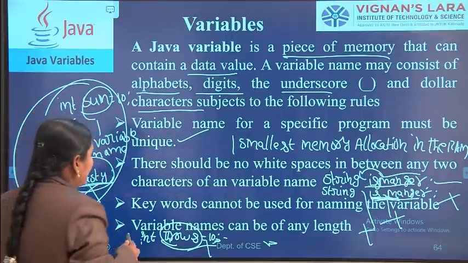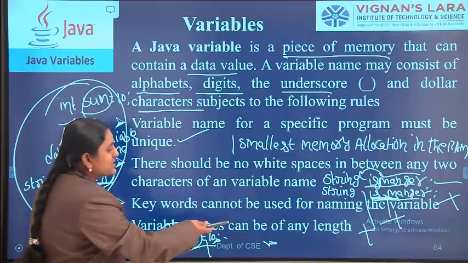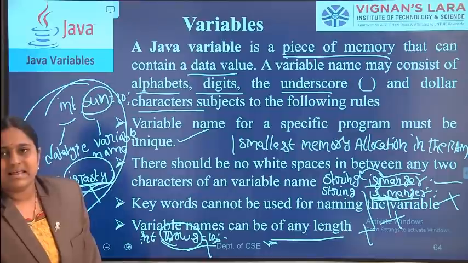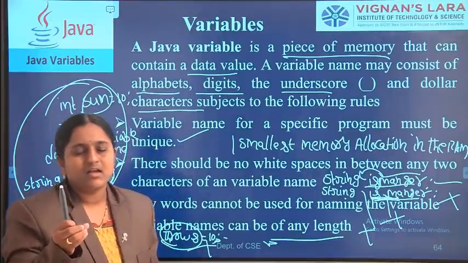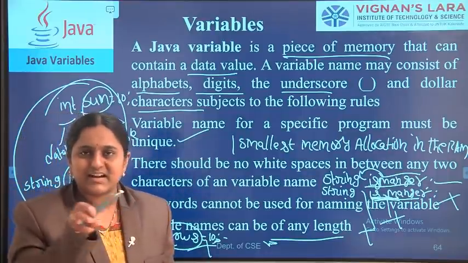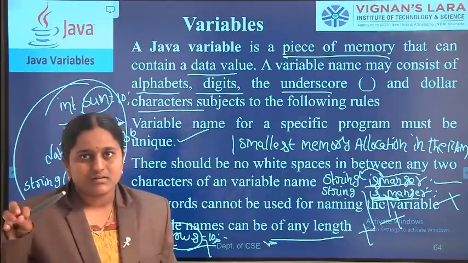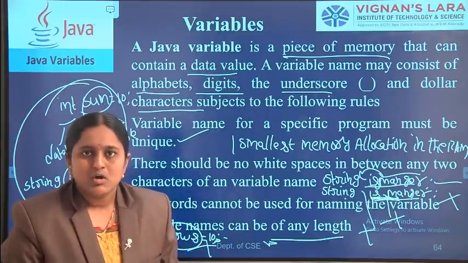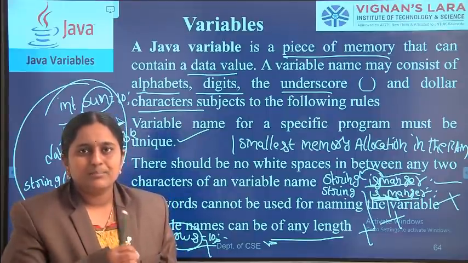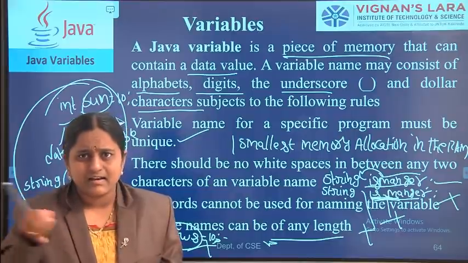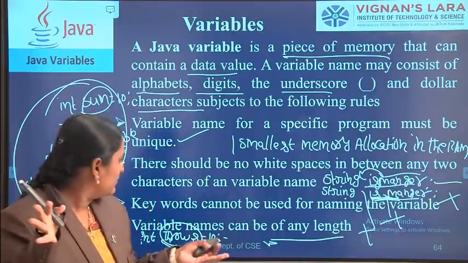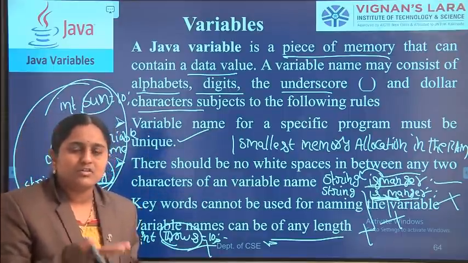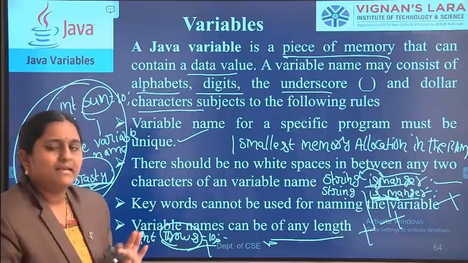Next point: variable names can be any length. It is not restricted to a count of specific characters. For example, string myName equal to something like Veera Venkata Naga Satyanarayan. So it can be any length. We can define it as we wish, because a variable name can be any length.